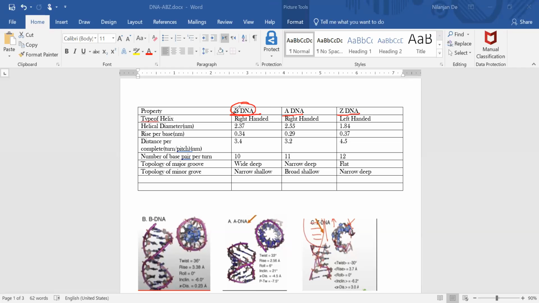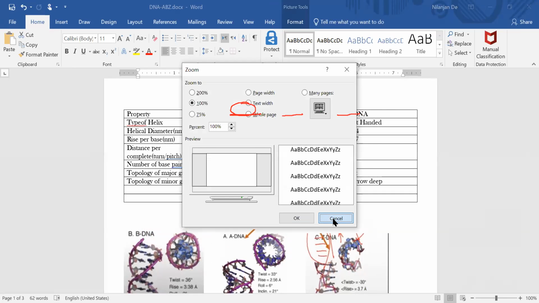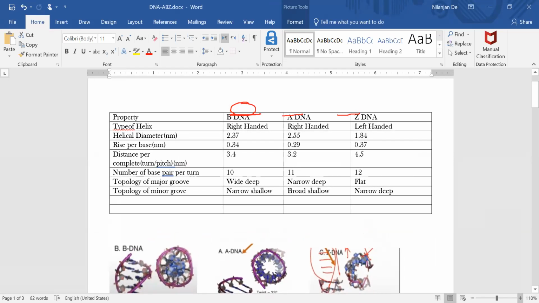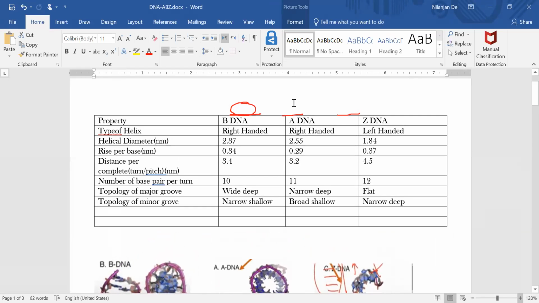You want me to zoom? How do I zoom now? Oh, okay, got it. It's my bad. This is fine. Yeah.